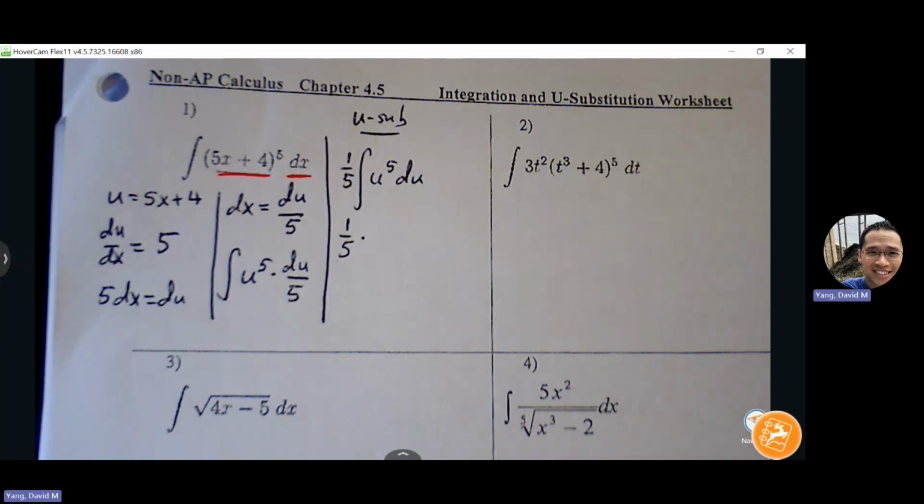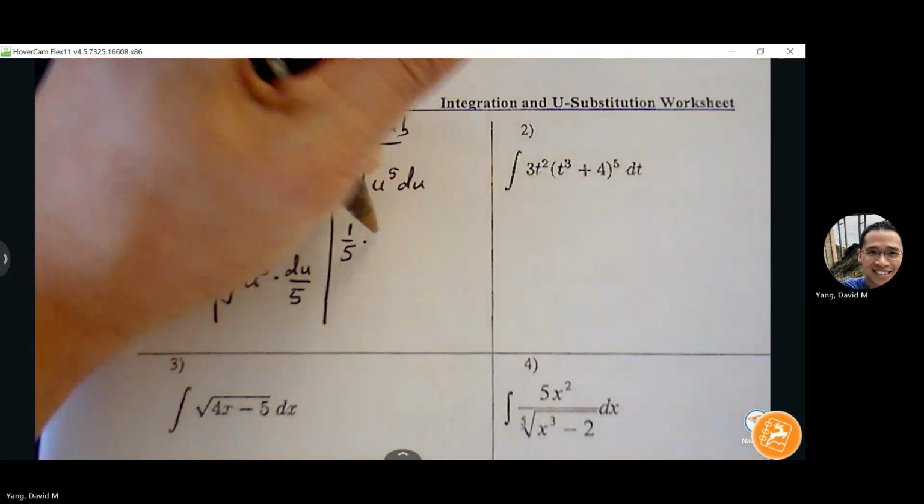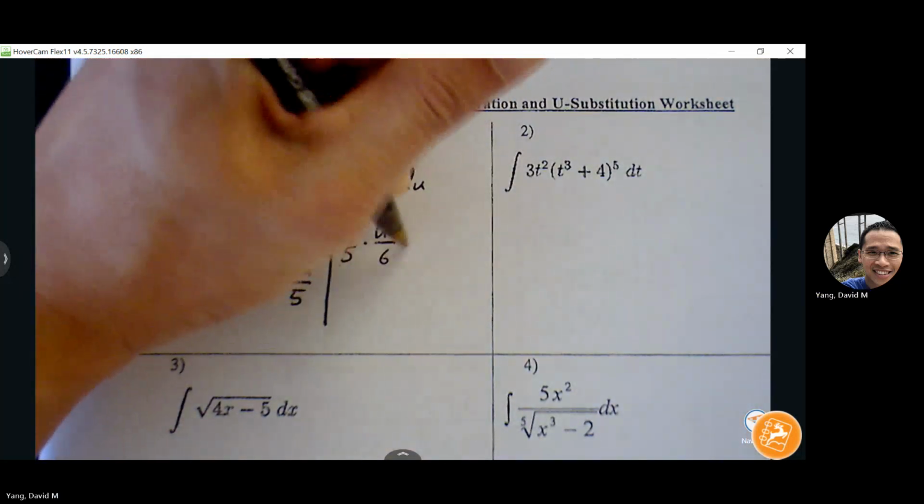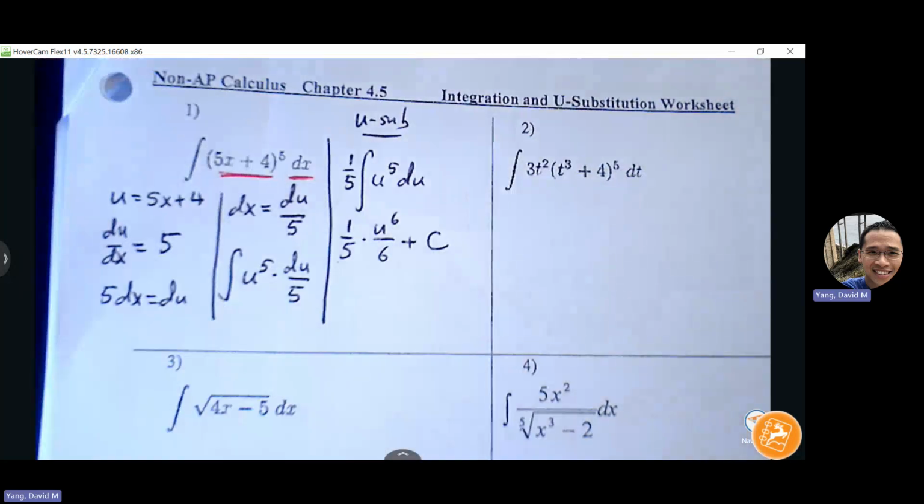Yes, I'll tell you exactly the rules that you have to memorize. This is one that you have to make sure you know. Okay, and you memorized it for the quiz, so we're just tacking that on. So u to the 5th becomes what? u to the 6th, plus c.